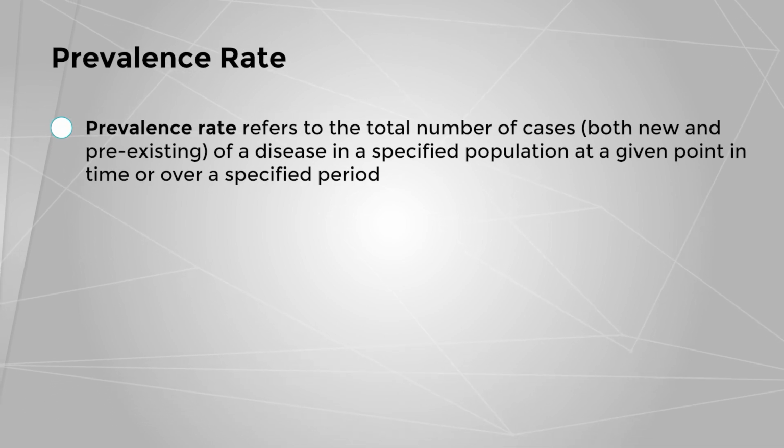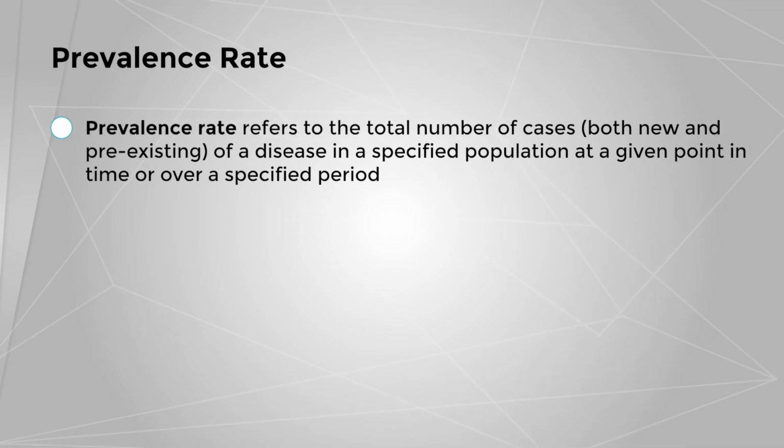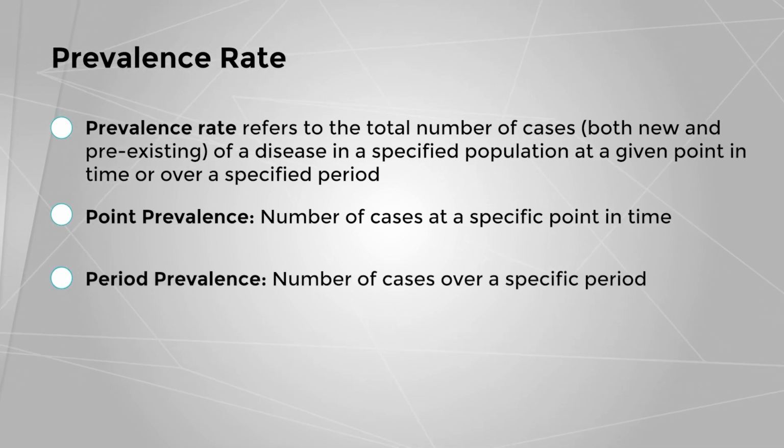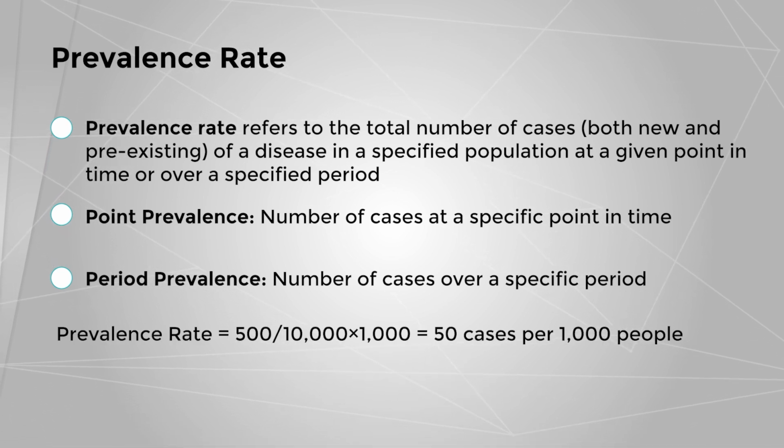Prevalence rate. This refers to the total number of cases, both new and existing, of a disease in a specified population at a given point in time or over a specified period. It could be a point prevalence rate, that is specific in time, or a period prevalence rate, where it uses the total time period. Prevalence rate is calculated as the number of existing cases, that is new and pre-existing cases at a specific time, divided by the total population at that time and multiplied by a multiplier.